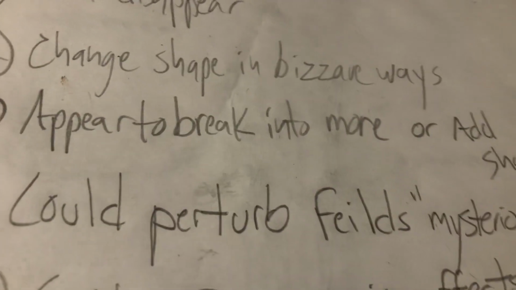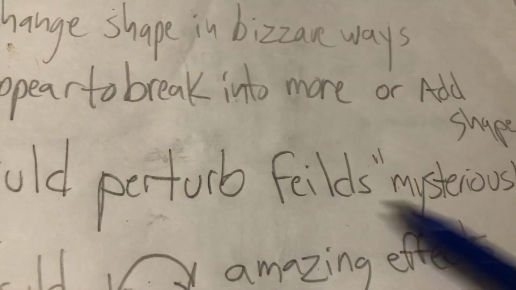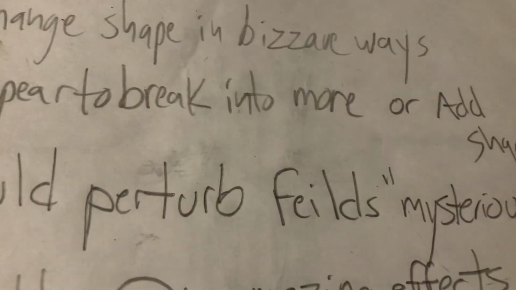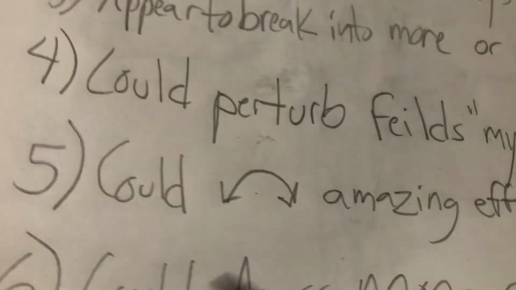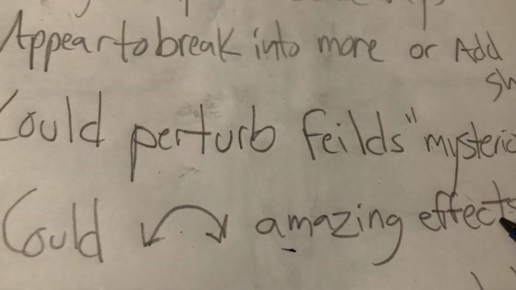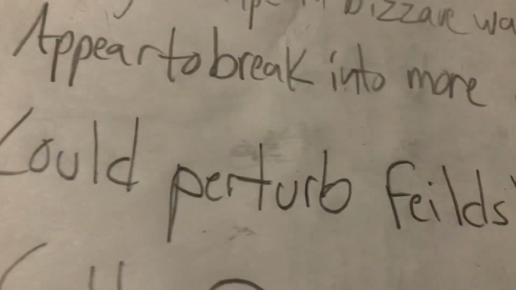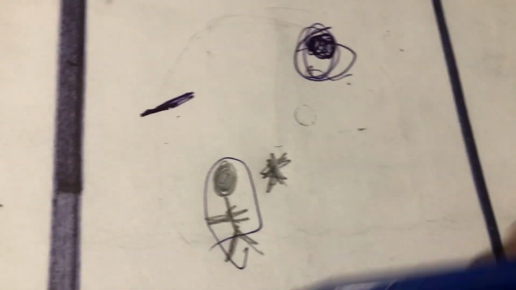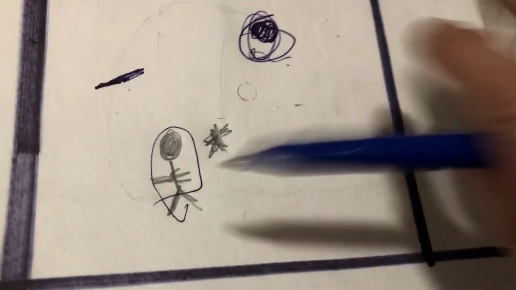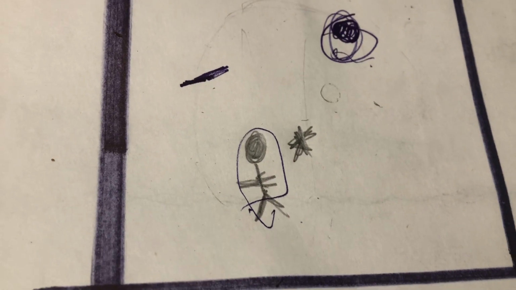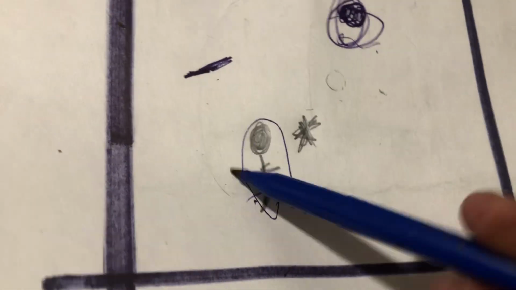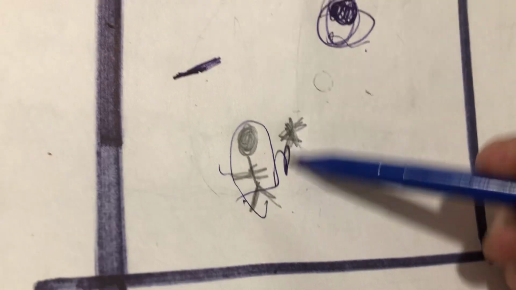They might be able to perturb the fields, all the different fields that make up everything in our universe, in mysterious ways. They could do amazing effects. Like, for example, in the two-dimensional case, if you took someone from here and brought them into a three-dimensional world, you could flip them over and put them back into their two-dimensional Flatland, and everything would be reversed in terms of their body sides. So their heart would be on the other side.